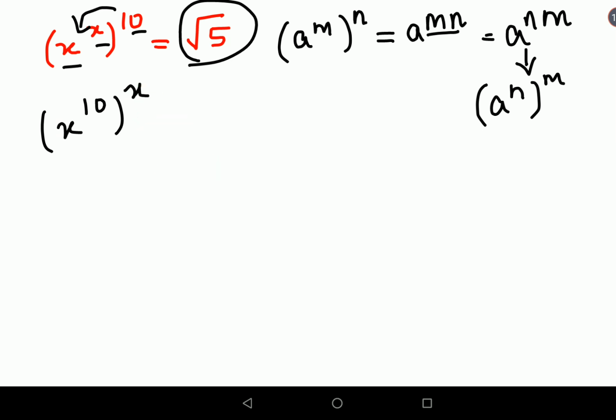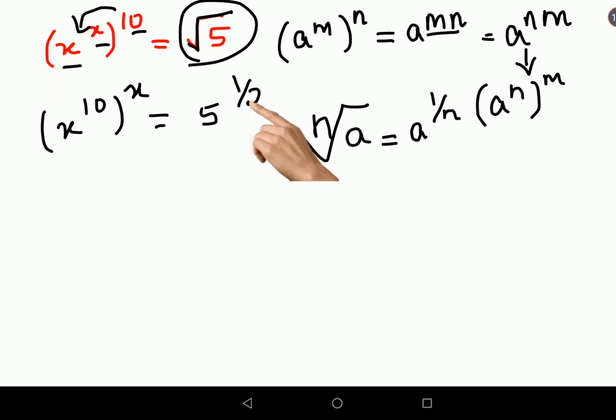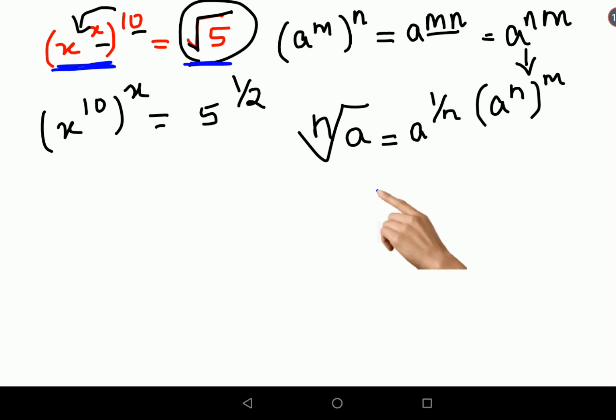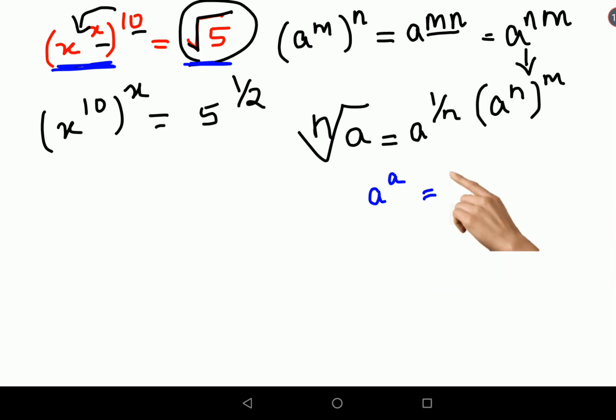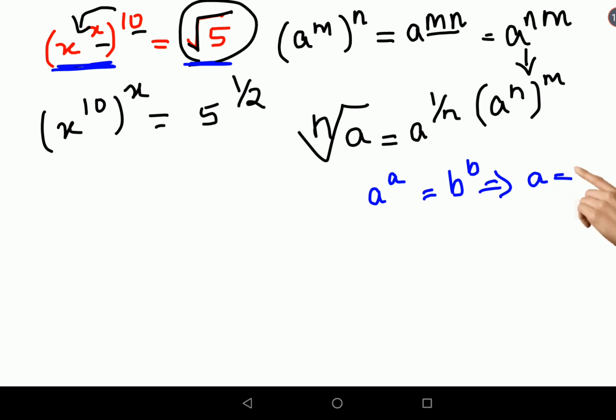Also remember the nth root of any number can be written as a raised to 1 upon n. So now since there is a square root, I can also write this as 5 raised to 1 upon 2. Now after this also we are not able to find the value of x. So whenever you have these kind of sums, you should simplify your entire question in this format: a raised to a equals b raised to b. When you do that, I can directly say that the value of a equals b.